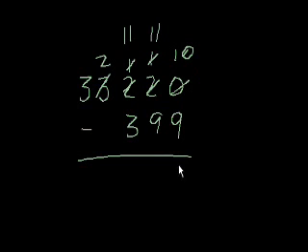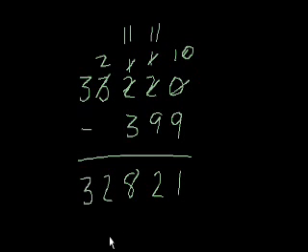So now we're ready to subtract. This is the easy part. 10 minus 9 is 1. 11 minus 9 is 2. 11 minus 3 is 8. 2 minus nothing is 2, and 3 minus nothing is 3. So we get 32,821.